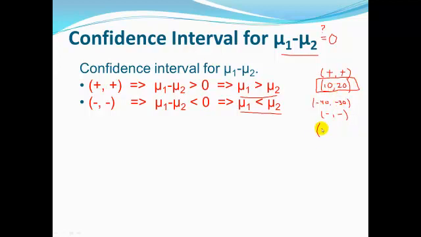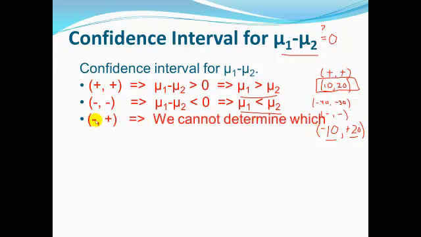Now the third case: what happens if your interval went from, say, negative 10 as your lower endpoint to positive 20? Negative 10 to positive 20. This negative number indicates that mu1 could be less than mu2. This positive upper endpoint indicates that mu1 could be greater than mu2. And so in this case, where we have a negative lower endpoint and a positive upper endpoint, we can't determine which mean is bigger.